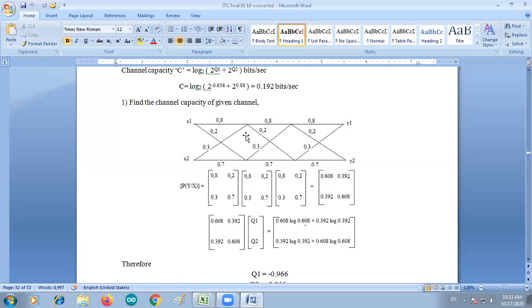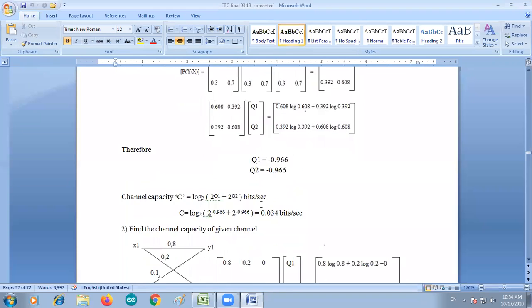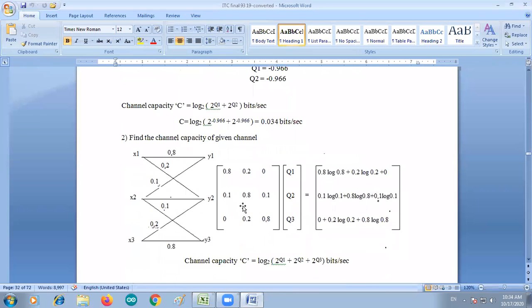So if the outputs are 3, how is it? Please note down this problem. Find the channel capacity of the given channel.